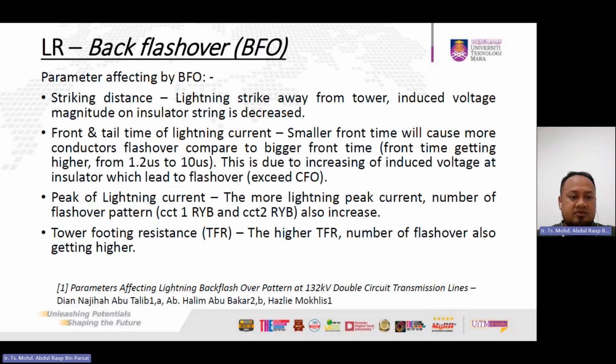All right, the third parameter is the peak of the lightning current. Obviously, the higher the peak lightning current, the more flashover occurs. For example, in the two circuits, circuit one red, yellow, blue, and circuit two red, yellow, blue also increase. That means if the peak of the lightning current is higher, the probability of circuit one tripping on all phases, red, yellow, blue, or both circuits, red, yellow, blue on circuit one and also red, yellow, blue on circuit two, increases. And the last item is the tower footing resistance, or TFR. This is quite obvious: when the TFR is high, the number of flashovers will also get higher.